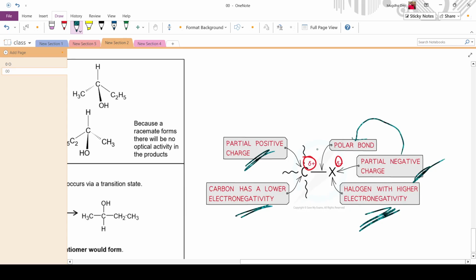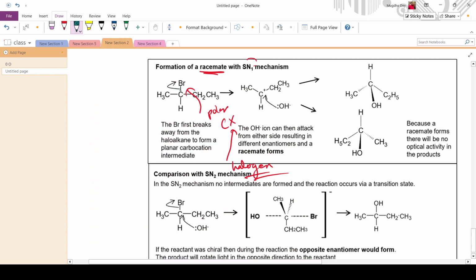Now since it's a polar bond, what's going to happen when the bond breaks? Who's going to take the bonded electrons, the higher electronegativity one or the lower electronegativity one? Obviously the higher electronegativity one, isn't it? And that is what is happening down here. See, this one breaks down. The Br first breaks away from the haloalkane to form a planar carbocation intermediate. See, a carbocation is produced. I don't think I have to explain what a carbocation is. You do know what a carbocation is, right?